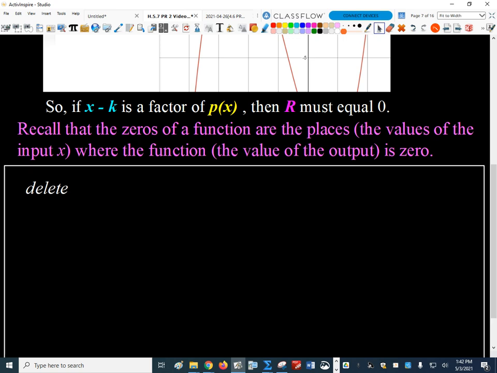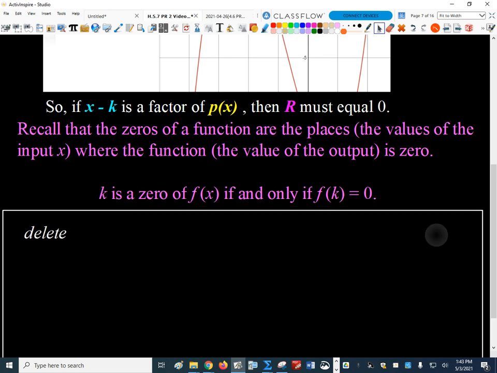Recall that the zeros of a function, what does it mean to be a 0? The zeros are the places where the function is 0, where the value of the function is 0. So we want the values of x that make the output of the function 0. Then k is a 0 of f of x if and only if f of k is equal to 0, because we want the output of the function to equal 0.